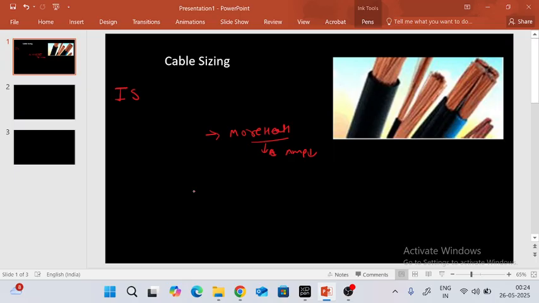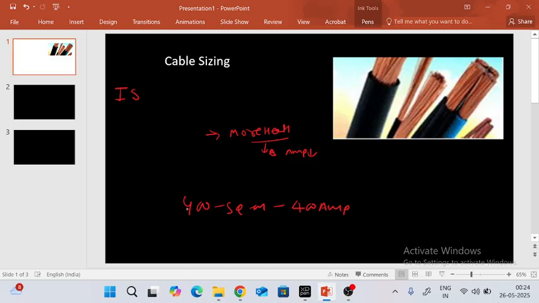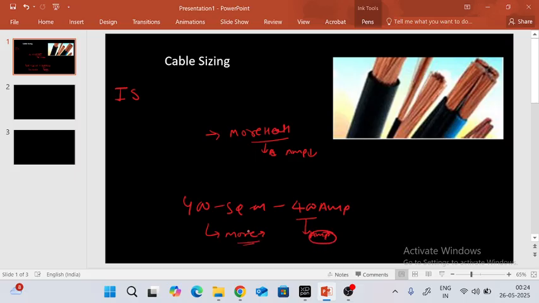For example, I say 400 SQM is designed for 400 amps. Now, if I put this cable in such a condition that there is more heating, I have to reduce this ampacity, because air circulation is less, heating is more, so temperature rises. So I reduce the ampacity of this cable so that both effects nullify and the cable can run smoothly.